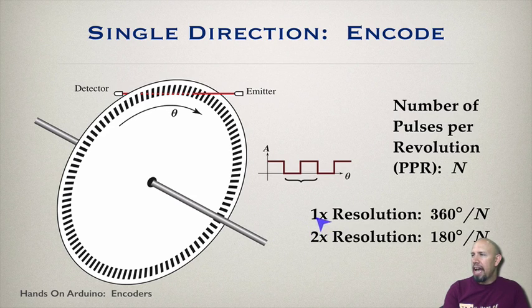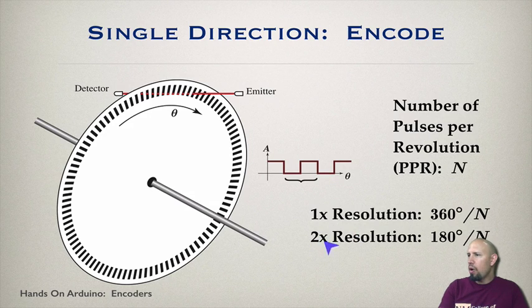So from that, when we do the decoding, we can either have 1x decoding, in which case the resolution is 360 degrees divided by n, or we can get 2x decoding, in which case the resolution is 180 degrees divided by n. Notice that when it comes to resolution, the smaller the number, the more accurate you're able to read. In other words, you're able to detect a smaller change in the motion. And so that's what the resolution is.